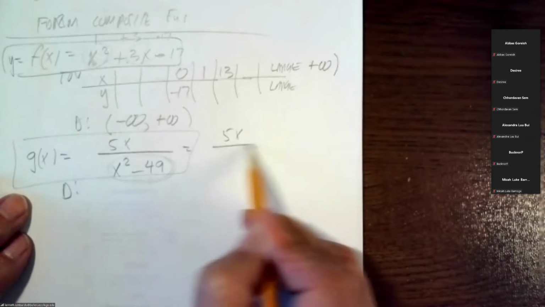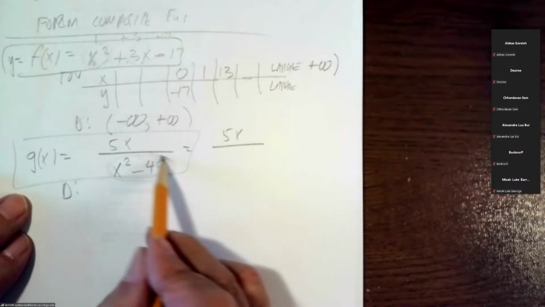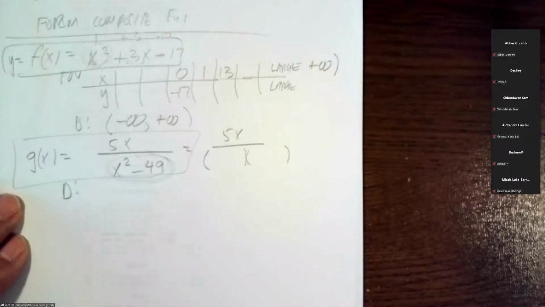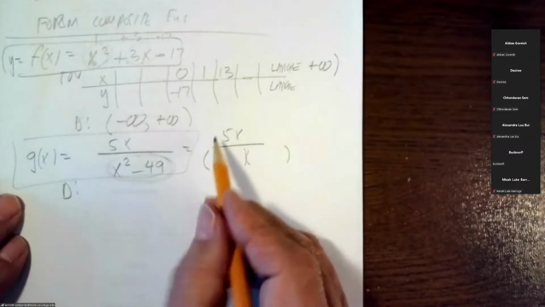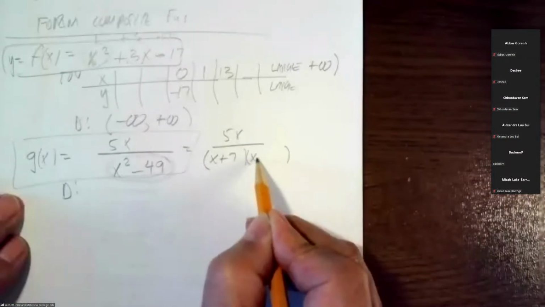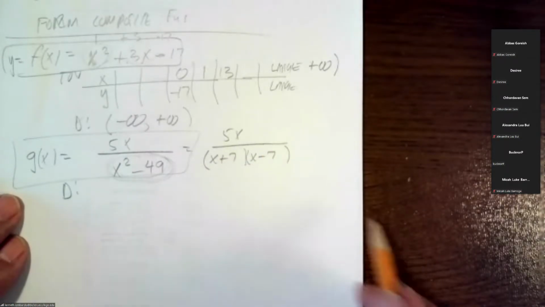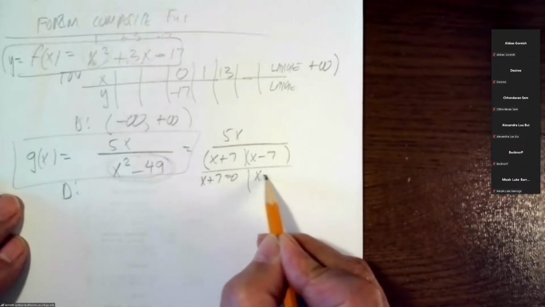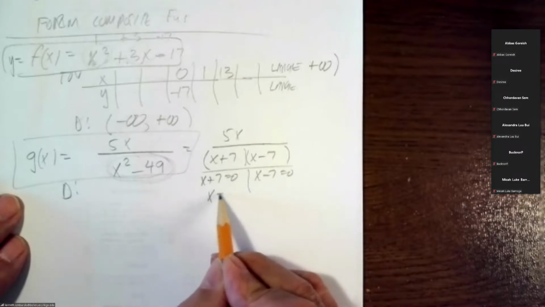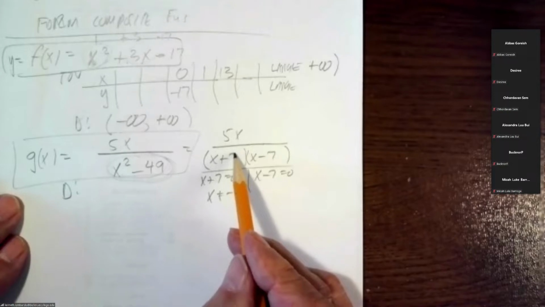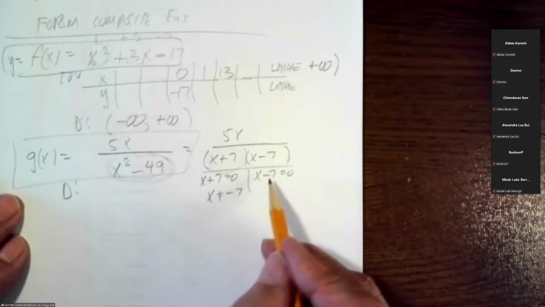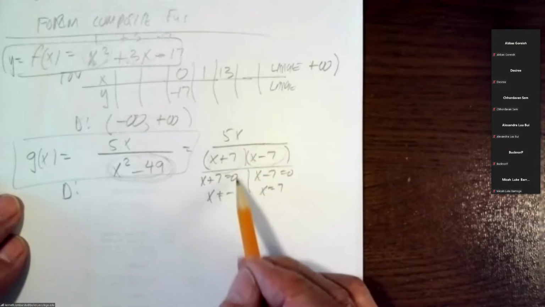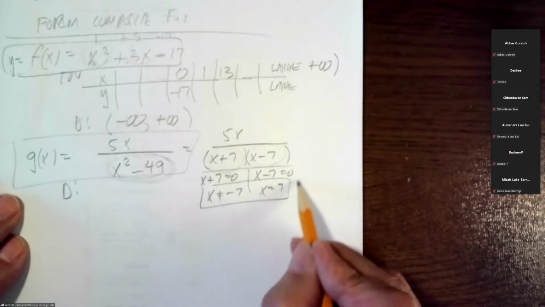So the numerator remains 5x. If we factor this denominator, what does it factor into? If we factor x squared minus 49, what do we get? X plus 7 and x minus 7. Correct. So if these things are set to 0, x plus 7 equals 0, or x minus 7 equals 0. So x equals negative 7. We can't have that because that would cause this denominator to go to 0. And if we had x equals positive 7, that would set this value to 0 and the denominator would go to 0. So we have to exclude these values, don't we?